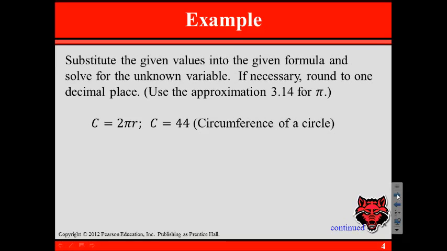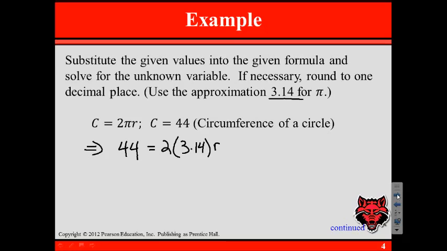So let's take the information we know and plug it into the formula, just like we were evaluating an expression. So in place of C, we write 44. So 44 equals 2. In place of pi, we were told in the problem to use the approximation 3.14. So 2 times 3.14 times r. R is the only variable that we do not have a value for. That's what we're trying to find.